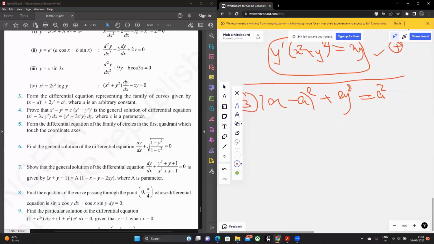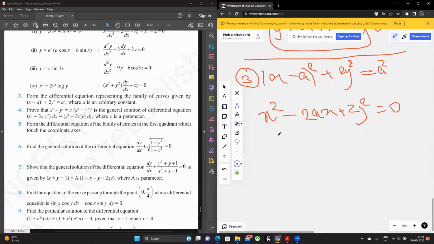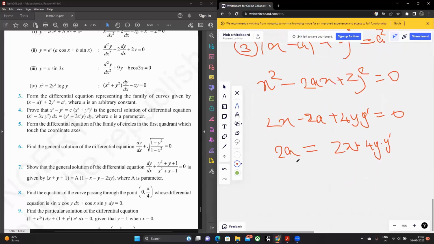Right? I'll form the differential equation. So this is pretty easy. Written in expanded form, this is basically x squared minus 2ax plus 2y squared, because it's plus a squared and that minus a squared is cancelled, becomes 0, right? So differentiating it once, you basically get 2x minus 2a plus 4y y dash is equal to 0. Or basically that 2a is going to be equal to 2x plus 4y times y dash, right?